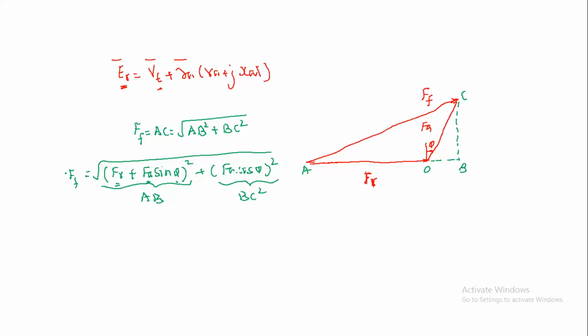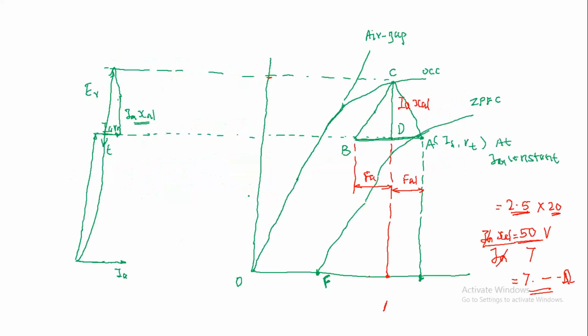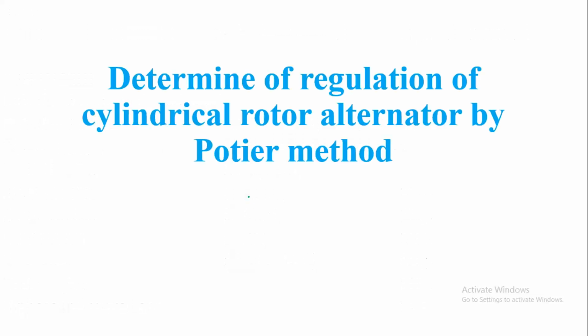Now corresponding to FF, take voltage from the OCC. Then that voltage minus terminal voltage, upon that voltage, you will get voltage regulation. So this way you have to calculate voltage regulation for various power factor loads, maybe for 0.8 lagging, 0.8 leading. So this was about the Potier triangle method.